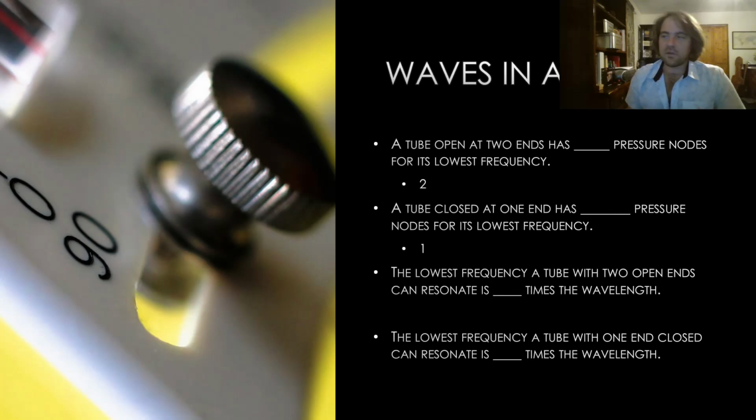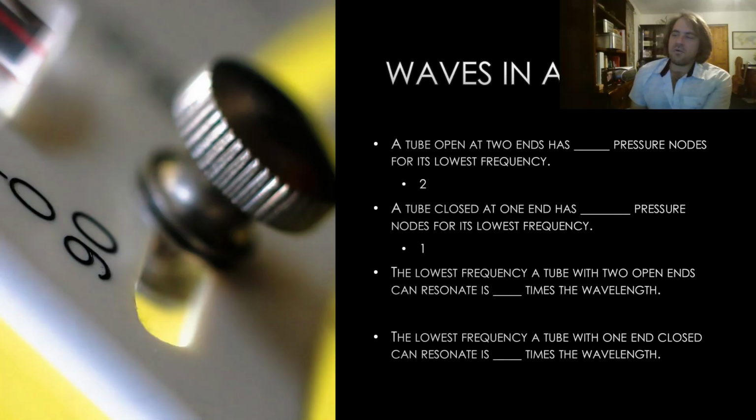Just one, and that's the open end. So if you're thinking about the pharynx, at the mouth you have a pressure node, again, because you're opening back into atmospheric pressure. And then down here at the vocal folds, you have a pressure maximum.